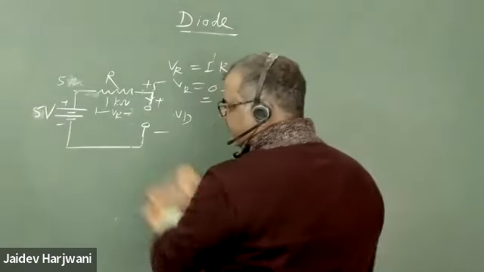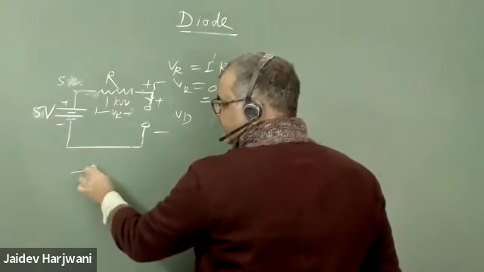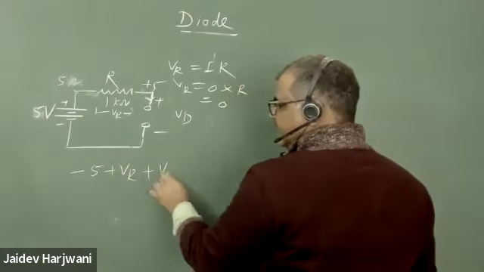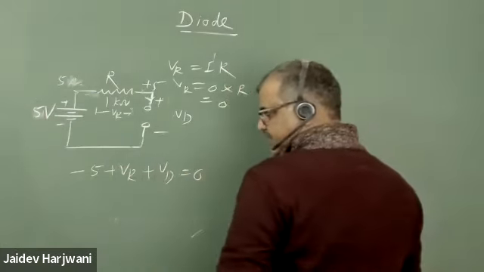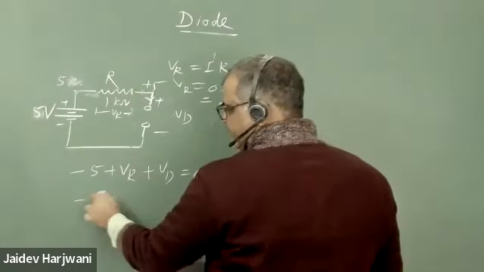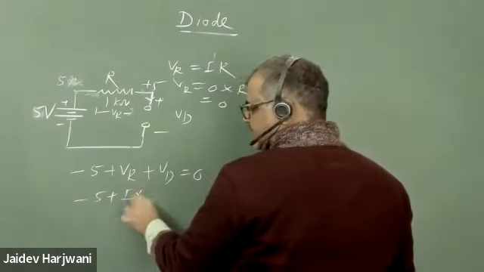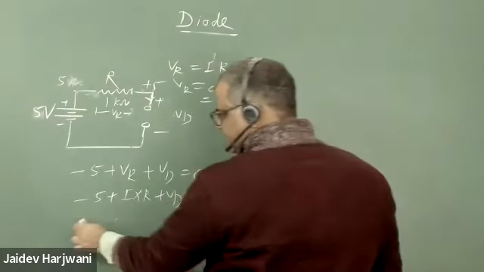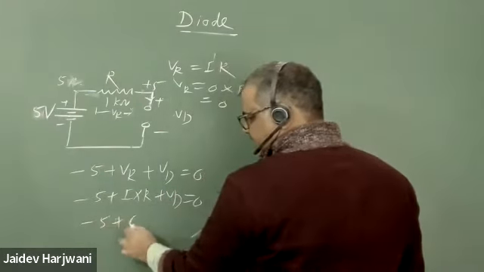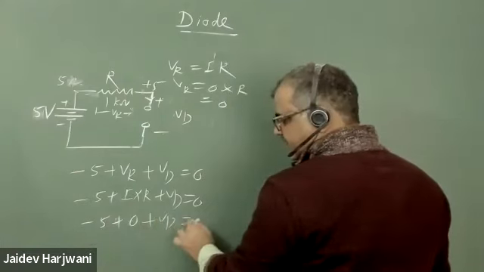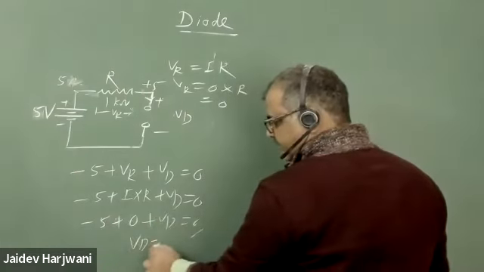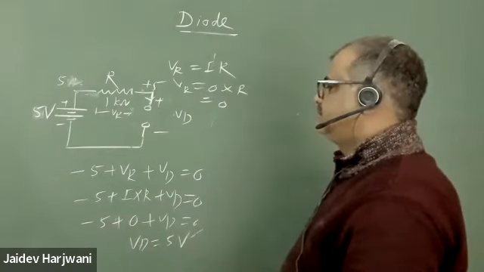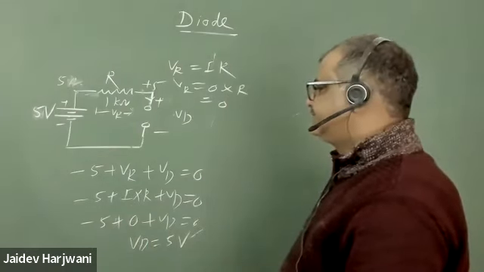So suppose you want to write KVL. How do you write? -5 plus VR plus VD equals 0. Now VR is what? VR is I into R, plus VD equals 0. Now I is 0, so this becomes 0. This becomes VD. So what is your VD? VD becomes 5 volt. Is it clear? Yes, sir.